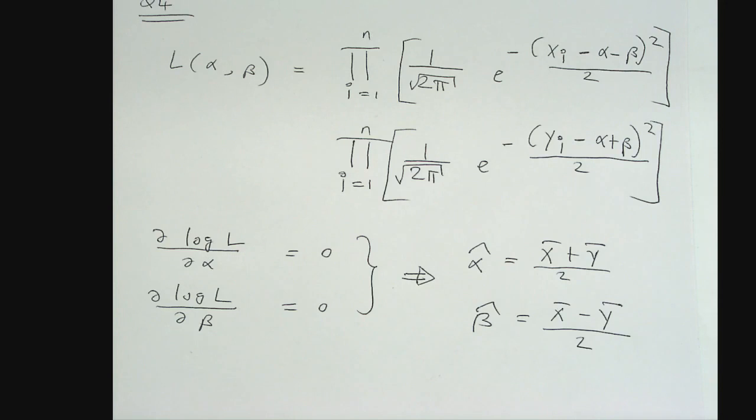Question 5 involves the gamma distribution, and the formula for the density of the gamma is in the lecture notes on page 8. If you look at page 8 of the lecture notes, equation 35 gives the density of the gamma distribution.